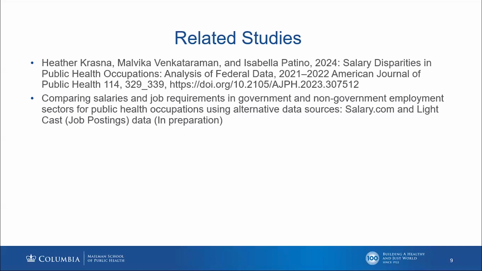So for future studies, there is another publication which also came out in AJPH, which looks at salary disparities. Again, remembering that the codes are not so accurate or clear all the time, you still can use some of that data to look at salary disparities by occupations and to determine whether certain occupations are paid more, for example, in local government versus other industries. And there's a future study looking at job postings and also alternative data sources to determine if it's consistent with the federal data.